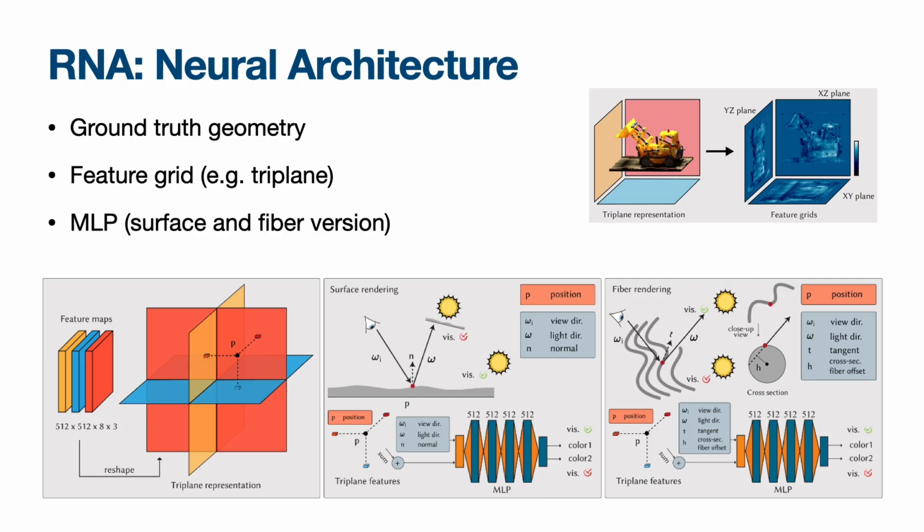There's one improvement: instead of having the model learn all the sharp shadows, if we have ground truth geometry, we can just trace a ray. We know the shadow. We can help the network with the shadow.